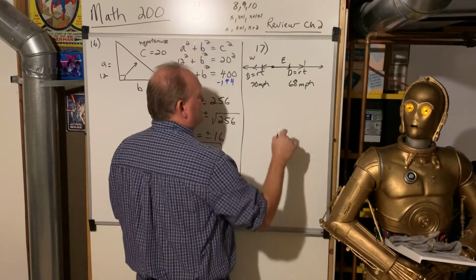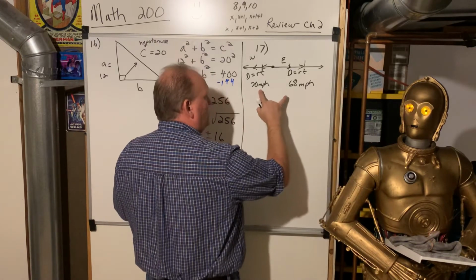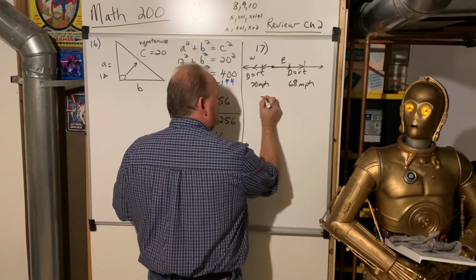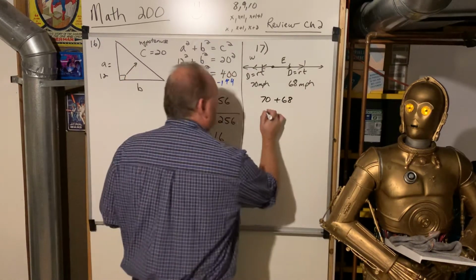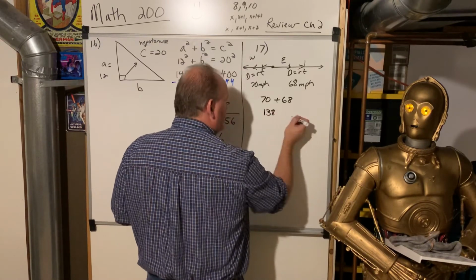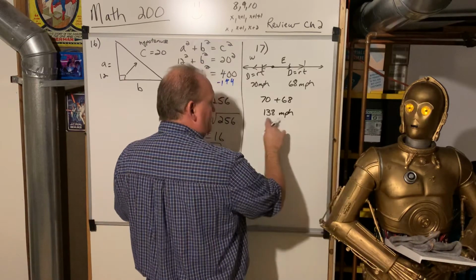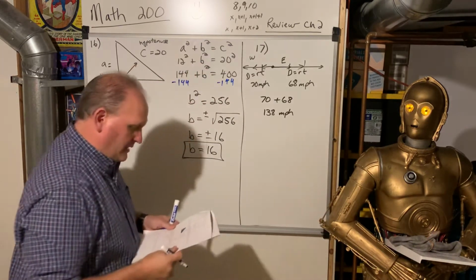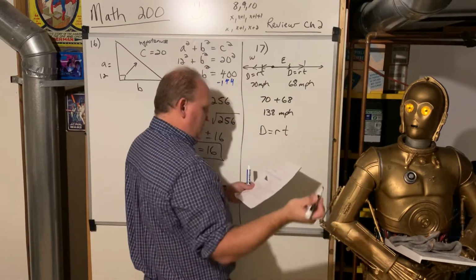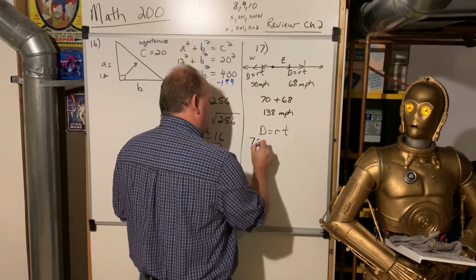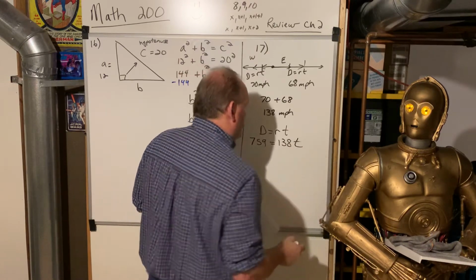So now think about this. If they're going away from each other at a steady rate, we can combine those rates. 70 plus 68. That means each hour they are 138 miles apart each hour. So you combine them because they're opposing one another. Okay. And so now it's just distance equals rate times time. So distance, they gave us the distance, 759 miles, and we have a rate, 138, and they want to know the time.